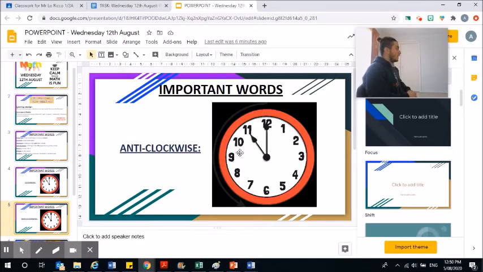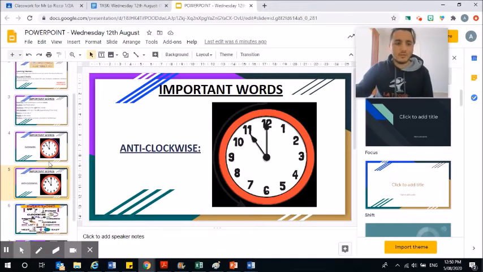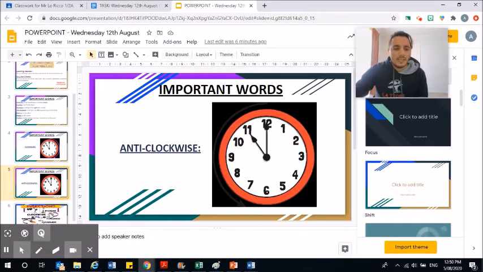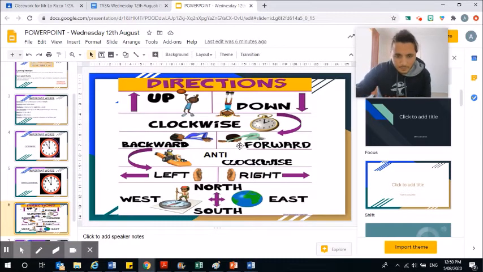Anti-clockwise will be going the other way. Anti just means opposite. So anti-clockwise, I'll be turning like this. Hopefully that helps with those two words, clockwise and anti-clockwise. It is on our directions poster. Have a look. The arrow goes this way for clockwise, and this one is the race car turning out the other way, going anti-clockwise.